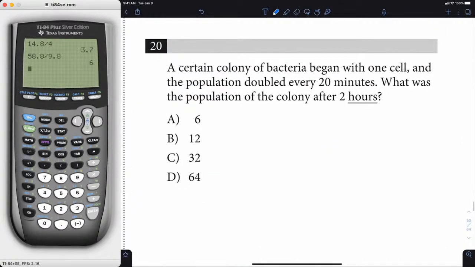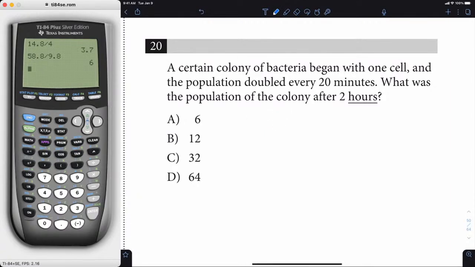A certain colony of bacteria began with 1 cell and the population doubled every 20 minutes. What is the population of the colony after t hours? Okay. So we're going to use y equals a b to the t. Actually, there's a few ways to do this. Let's not do that yet. First, we'll just do it the regular way.